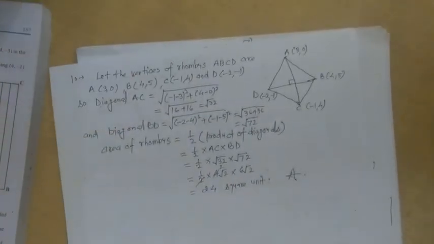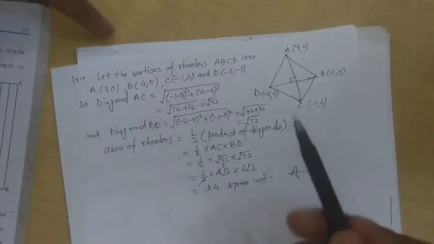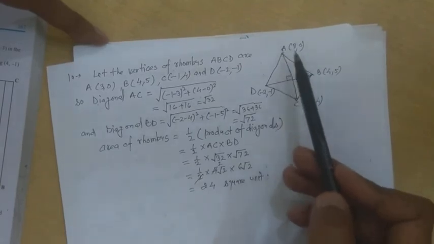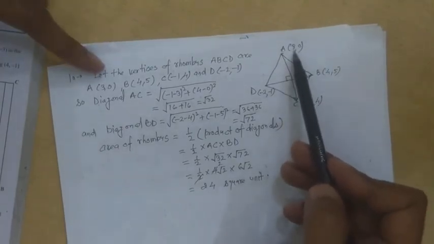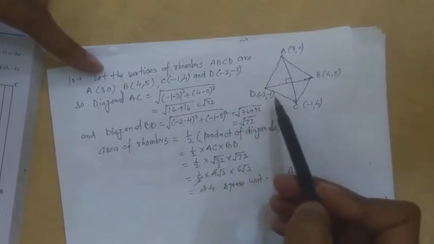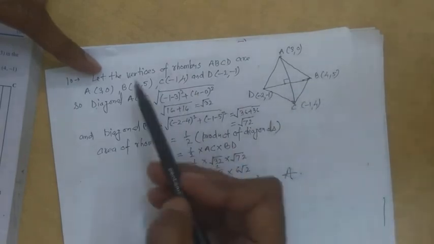And the 10th question says, find the area of a rhombus whose vertices are (3, 0), (4, 5), (-1, 4) and (-2, -1) taken in order. It wants the area of the rhombus. Now we make the figure: A is (3, 0), B is (4, 5), C is (-1, 4) and D is (-2, -1), and join the diagonals.